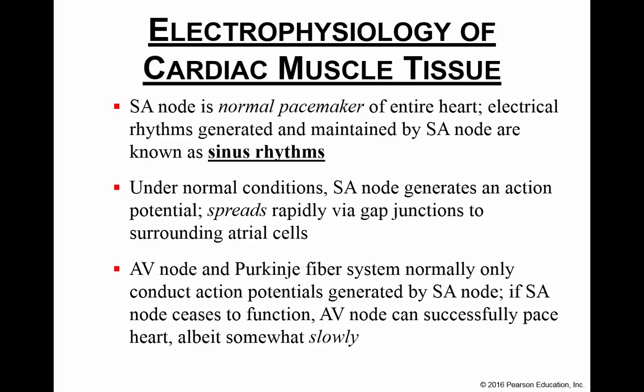The SA node is what we call the pacemaker of your heart, and it generates these electrical rhythms that are called sinus rhythms. And normally it generates an action potential, and it spreads to the nearby atrial cells in both of the atria. Then the AV node and the Purkinje fiber system are going to pick it up, and if the SA node's not working, the AV node will set the pace of the heart, even though it's much slower.